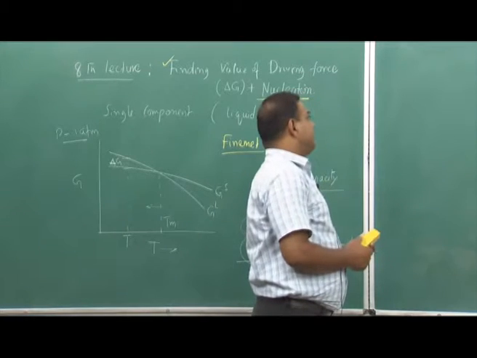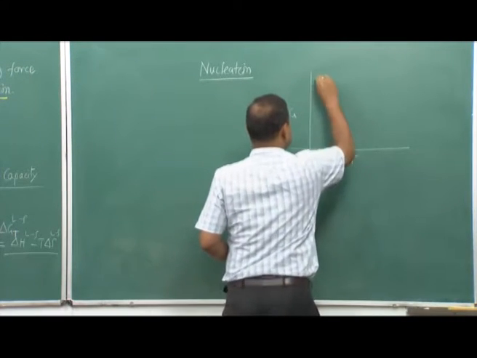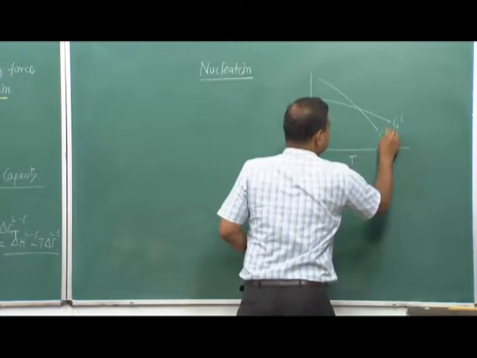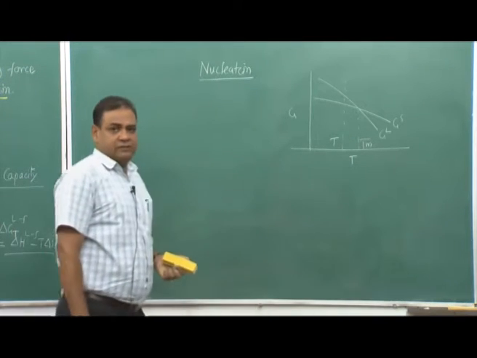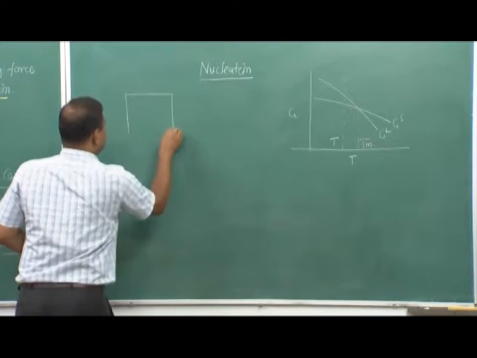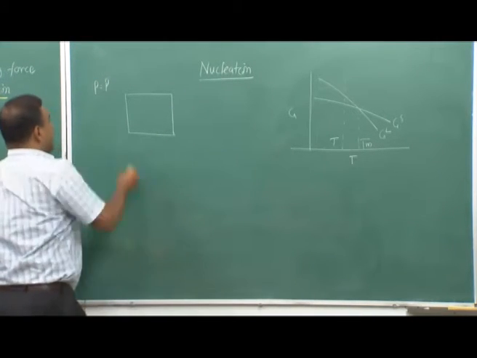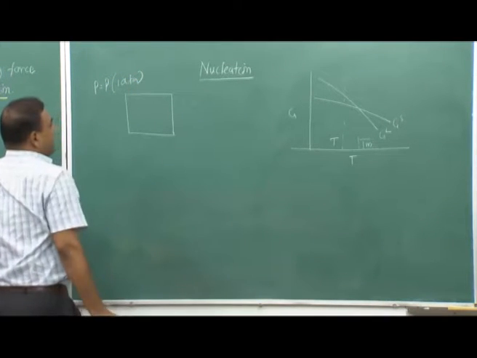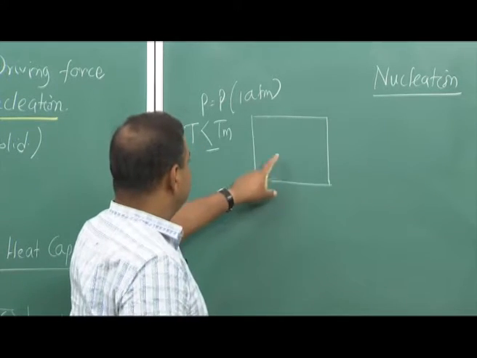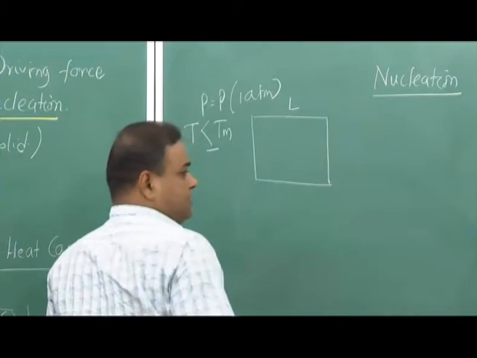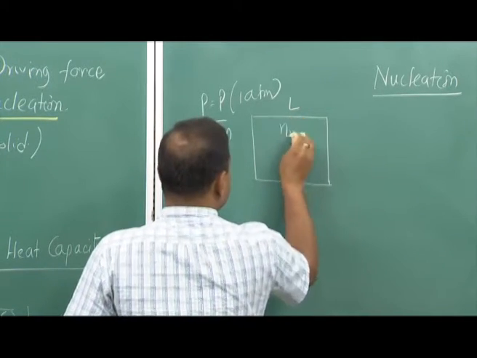And when we do simple pure metal solidification, I am just drawing the same plot again, temperature versus G. Now let us say at this particular temperature I have a solid. Okay. So, if we have this enclosure, and let us say this is a closed system at a particular pressure P, which is nothing but 1 atmosphere, and it is at temperature T less than T m, initially when I take that liquid to that particular temperature, everything is liquid. And let us say the volume of this particular enclosure is V L.